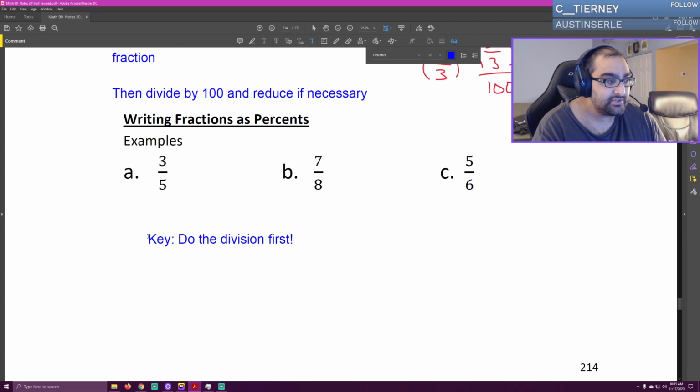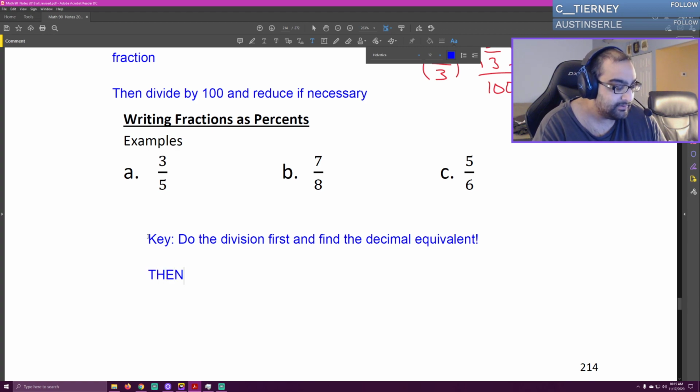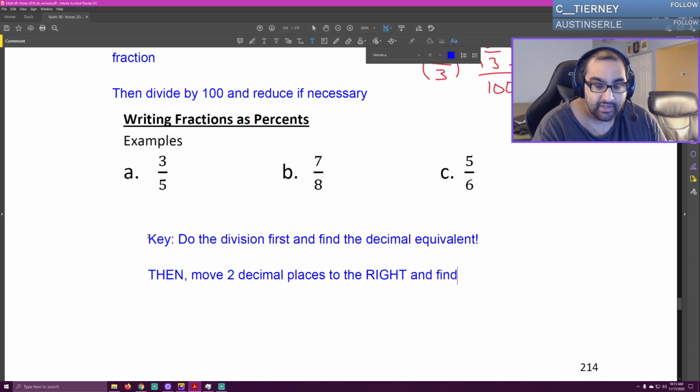Do the division first and find the decimal equivalent. Then move 2 decimal places to the right and find the percentage equivalent.